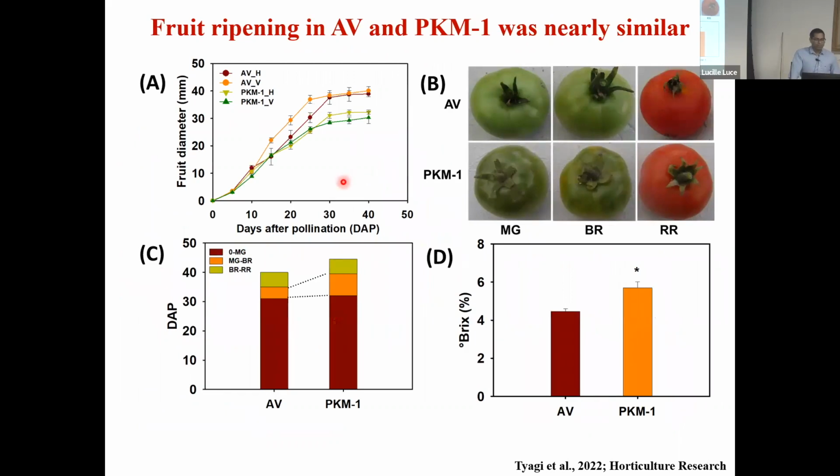The on-vine fruit ripening of AV and PKM were almost similar. They reach the maximum size at around 30 days, and the mature green stage is around 32 days. From mature green to breaker stage, PKM takes around 7 days and AV takes around 4 days. So there was a difference of 3 days between AV and PKM, as you can see here. Fruit ripening also accompanies an increase in sugar content, so we measured the Brix content. At the red ripe stage, PKM has significantly higher Brix compared to AV.